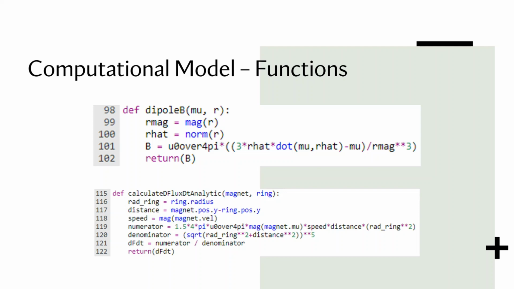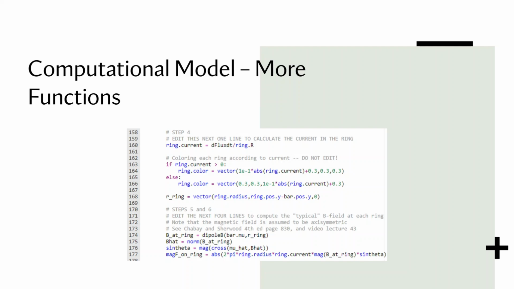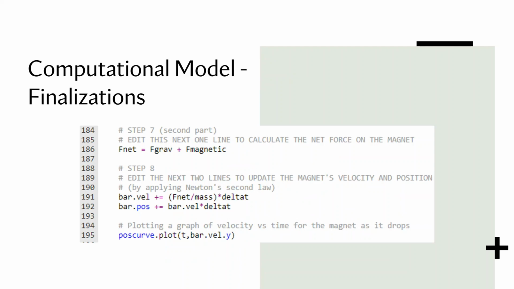Next up was to set up some functions. So you can see the first one gives you the magnetic field of the bar magnet, and then the second one gives you flux. And then we have some more functions. The top half is for the current moving through the ring, that is the cross section of the tube aligned with the bar magnet as it falls. The bottom half of this code models the induced magnetic field at the ring. Putting our finishing touches on the model, we have the net force equation, a couple of formulas to denote the magnet's velocity and position, and the creation of a plot.